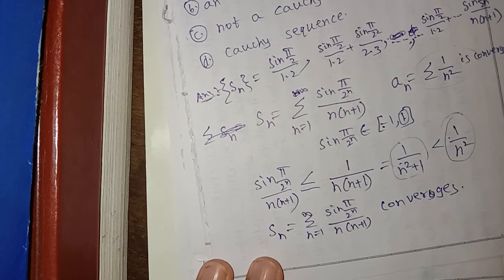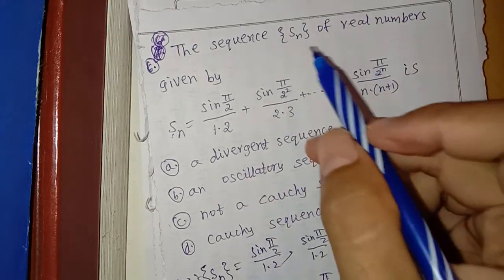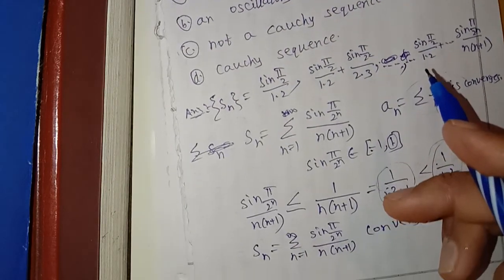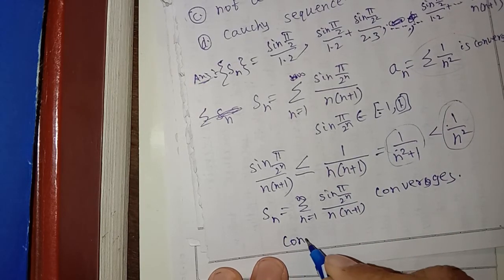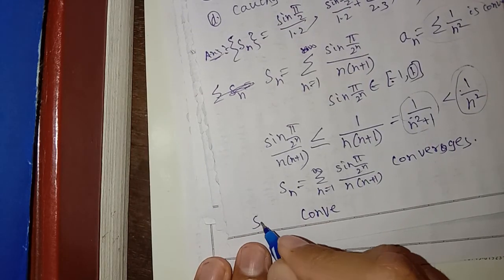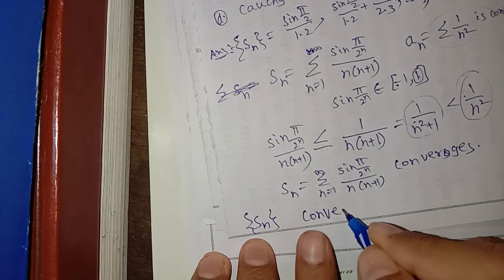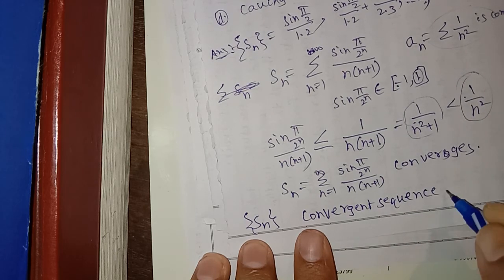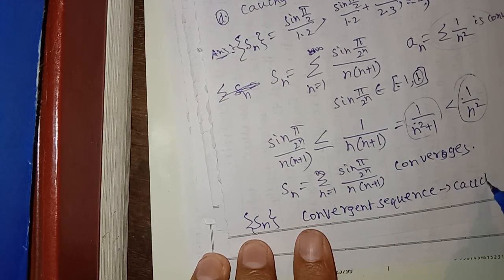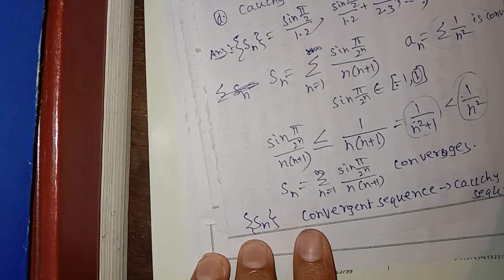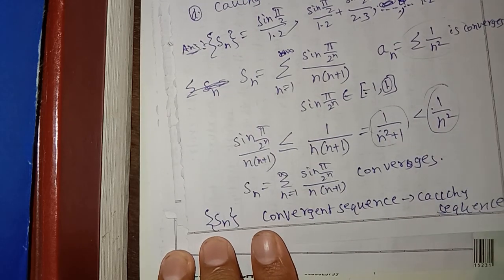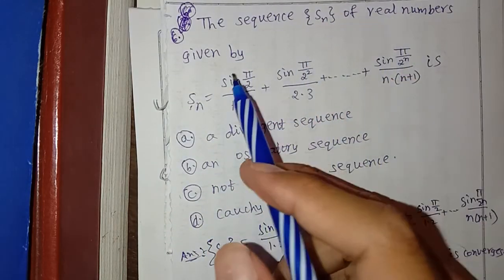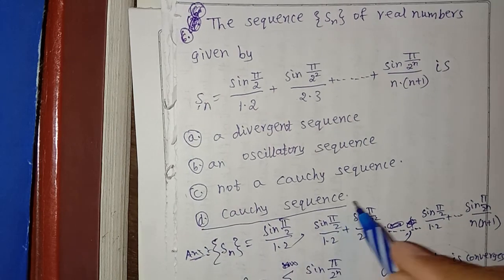That means the sequence Sn of partial sums also converges. We know that a convergent sequence is called a Cauchy sequence. Every convergent sequence is a Cauchy sequence. So we can call this sequence Sn of real numbers a Cauchy sequence. Choice D is correct.